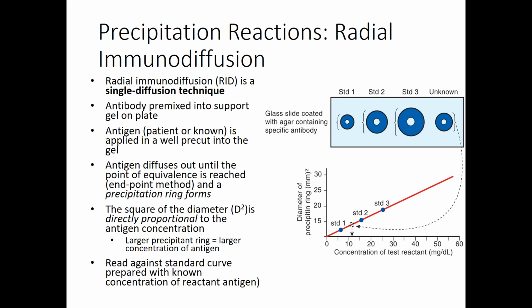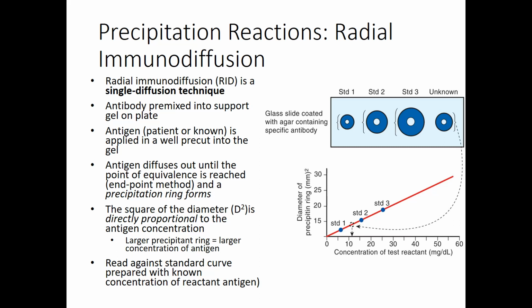So the first one that we're going to look at is radial immunodiffusion. Again, this is a passive diffusion method, and it's what we call a single diffusion method. No electrical current is used to speed up the process. And so we're just going to put antigen and antibody there, and we're going to let it rock. The technique is quite simple.